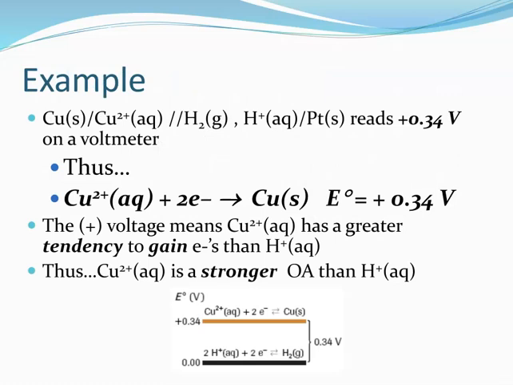If you find the copper 2+ half reaction on your data table, you will see that it has a reduction potential of positive 0.34 volts. The positive number means that it has a greater tendency to gain electrons than hydrogen ions, which are in the reference reaction. This means that copper 2+ ions are stronger oxidizing agents than hydrogen plus ions.